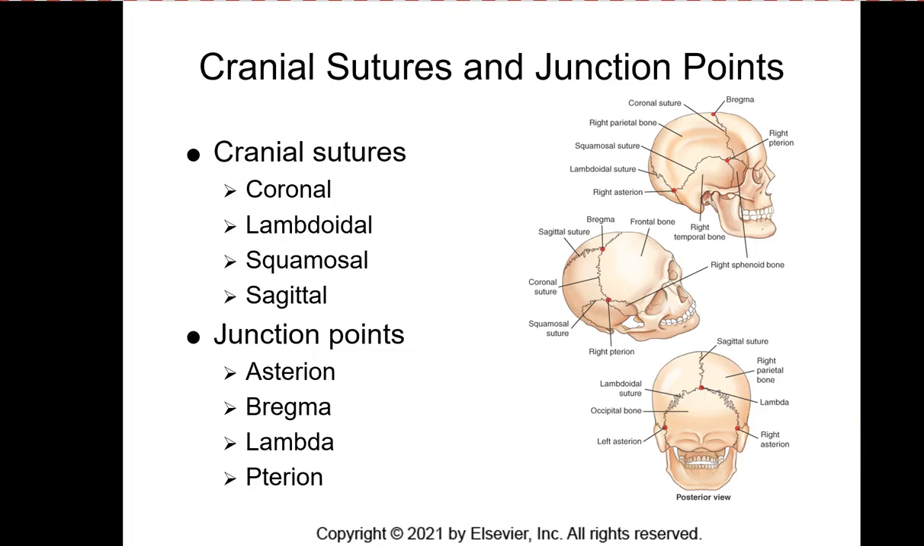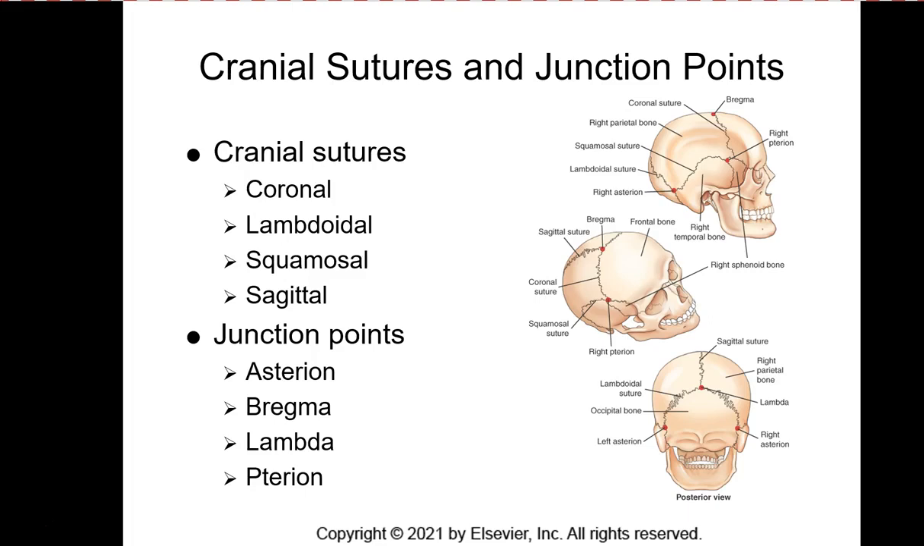Lastly, the right and left pterions are points at the junction of the parietals, the temporals, and the sphenoid. And you can see that best right here. So again, the right and left pterion, the P is silent, that is the junction where the parietals, the temporals, and the sphenoid bone all meet. I remember pterion because it's near our temples.